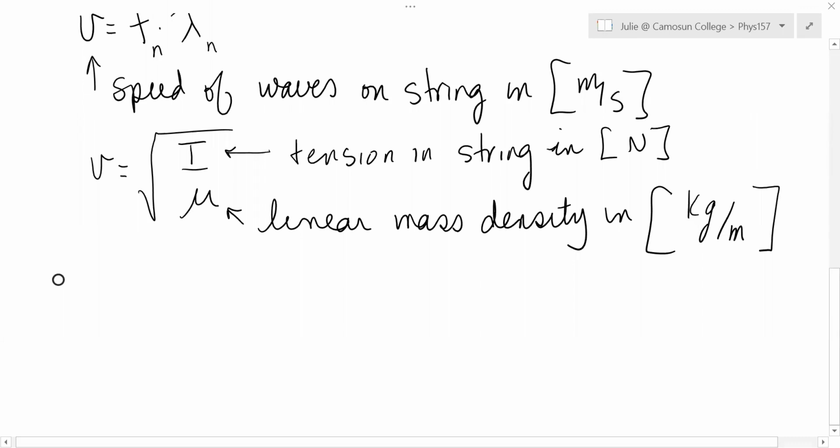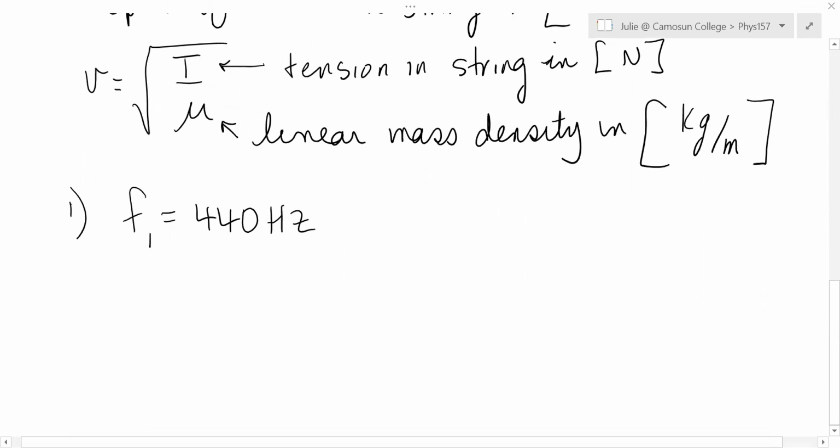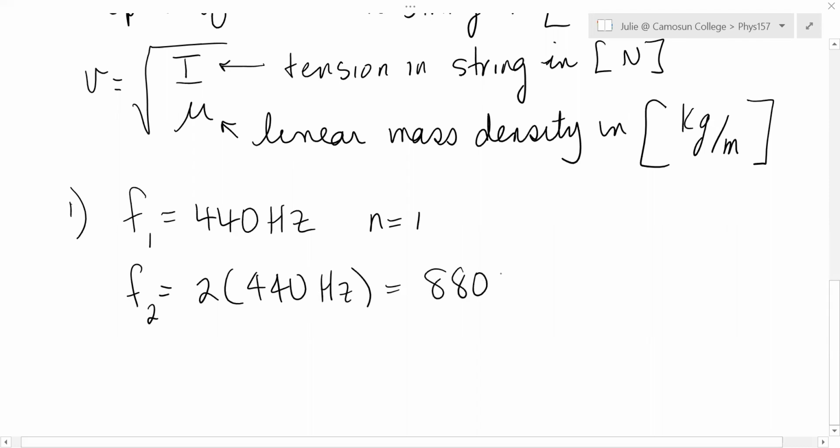Question number 1, it's a violin string vibrating at 440 hertz, that's the note A, as its fundamental frequency. So number 1, F1 is 440 hertz. And it says, what are the frequencies of the first 4 harmonics? So that's the first one, n equals 1. F2 would just be twice that, and so that would be 880 hertz. And that's the second harmonic.